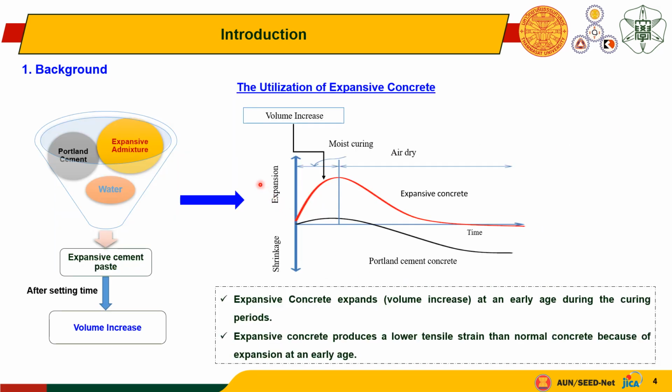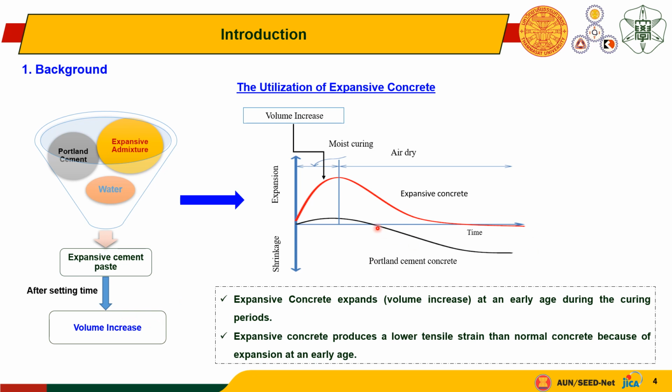So one of the methods to prevent shrinkage cracking is to use expansive concrete. Actually, expansive concrete is not much different compared to normal concrete. We just need to add the expansive admixture to the mix proportion, and then after we mix together, it will be expansive cement paste, and then after setting time, the volume will increase.